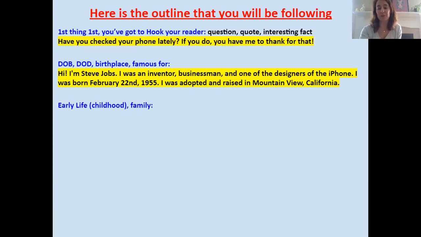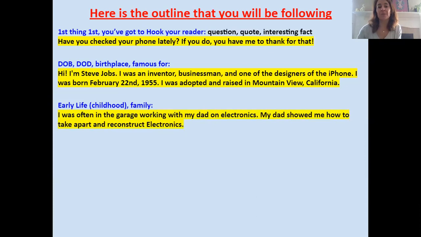So here's what I wrote about Steve Jobs. I was often in the garage working with my dad on electronics. My dad showed me how to take apart and reconstruct electronics. Now, boys and girls, that's something that he did as a child and really enjoyed with his adopted father. The next thing that you're going to want to look at is their education, formal and informal education.